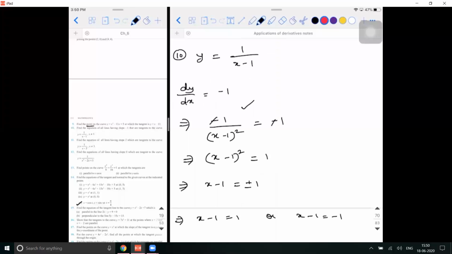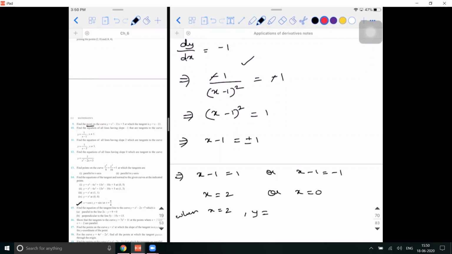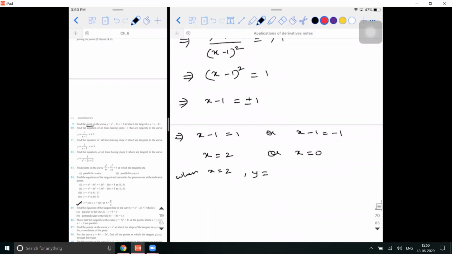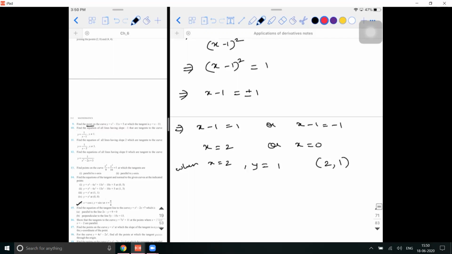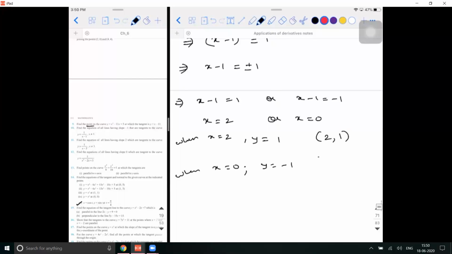Okay, here I applied u by v rule. Then I equated, so x will be equal to 2 or x will be equal to 0. When x is equal to 2, what will you get? When x is equal to 2, y will be 1. So one of the coordinates is 2, 1. Similarly, when x is equal to 0, y will be equal to minus 1. Correct? So 0, minus 1.